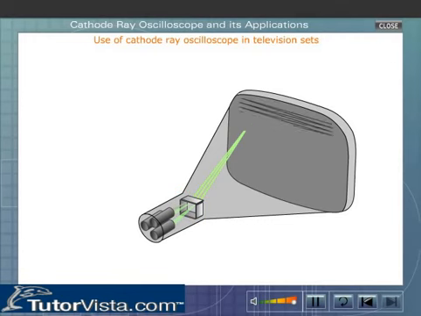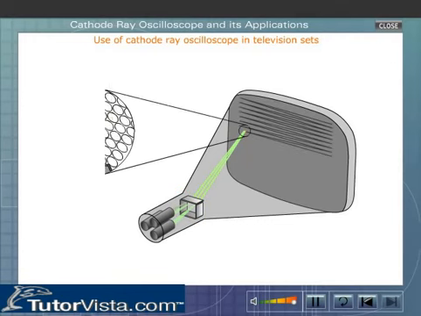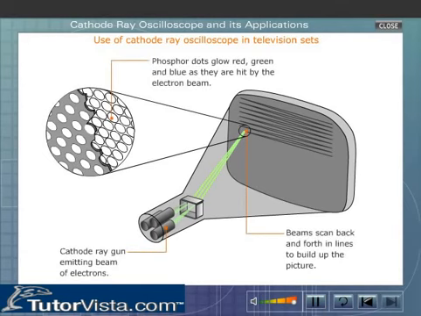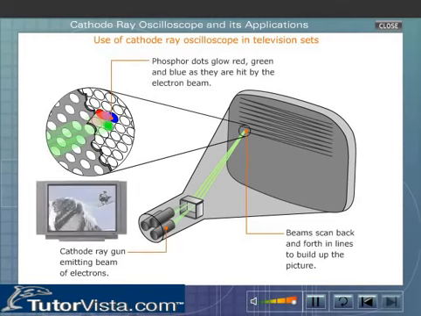The screen contains an array of tiny spots. Each spot is composed of 3 phosphor dots representing the primary colors red, green and blue. When the electron beam strikes a spot, it glows red, blue or green depending on the phosphor on which it strikes. If the beam of electrons is incident on more than one phosphor in a spot, then a secondary color is seen. This causes the spot to race across the screen in a sequence of horizontal lines called the raster. Thus, a combination of 3 primary colors in proper proportion can produce a colored picture on the screen.